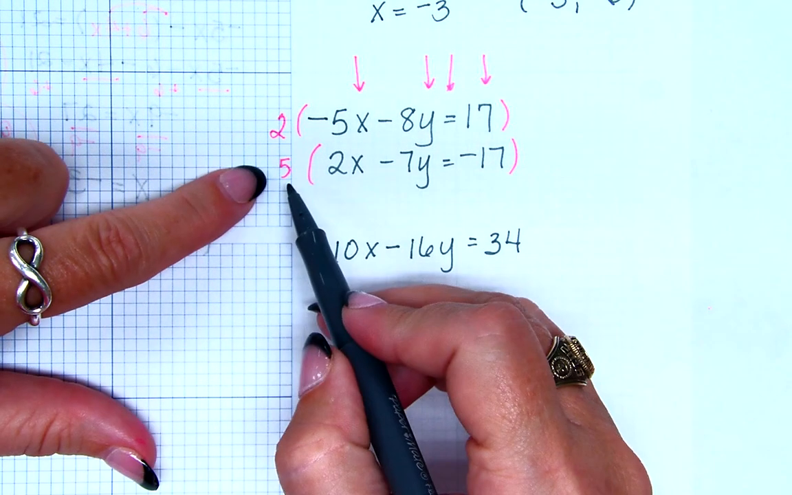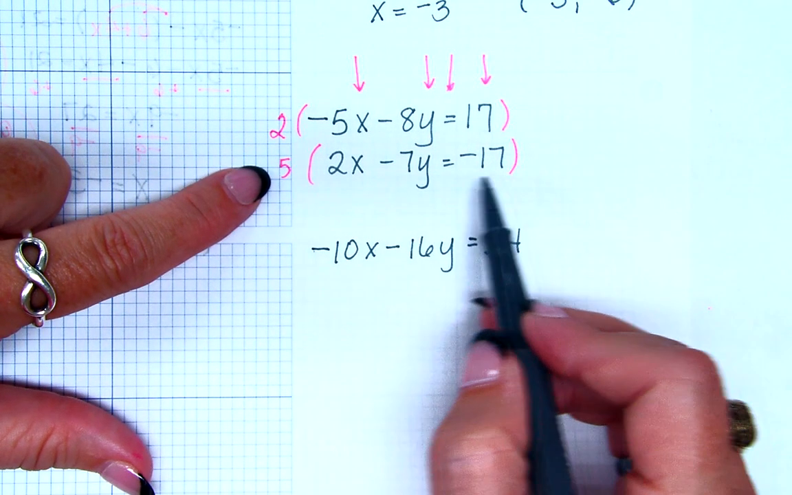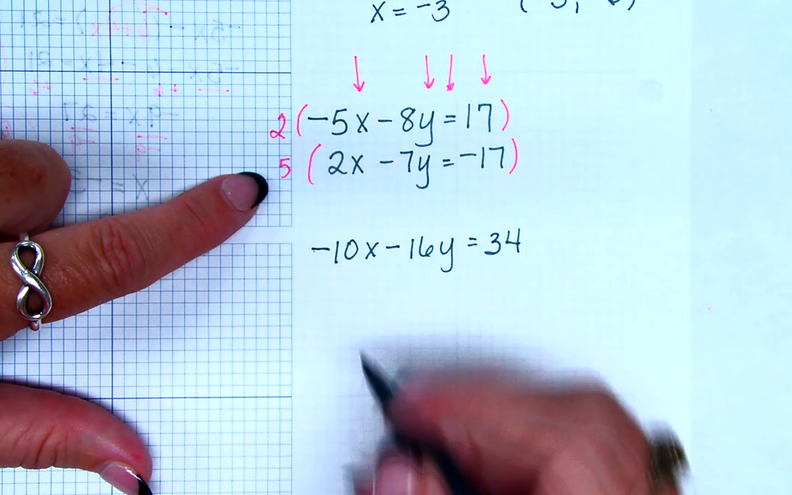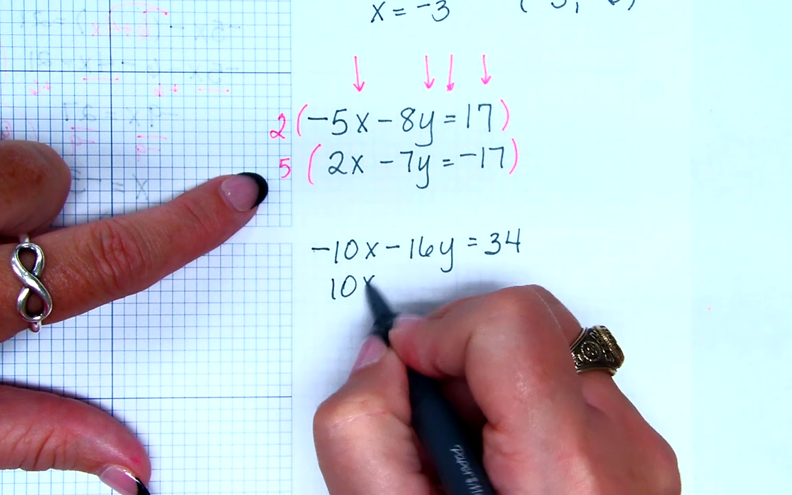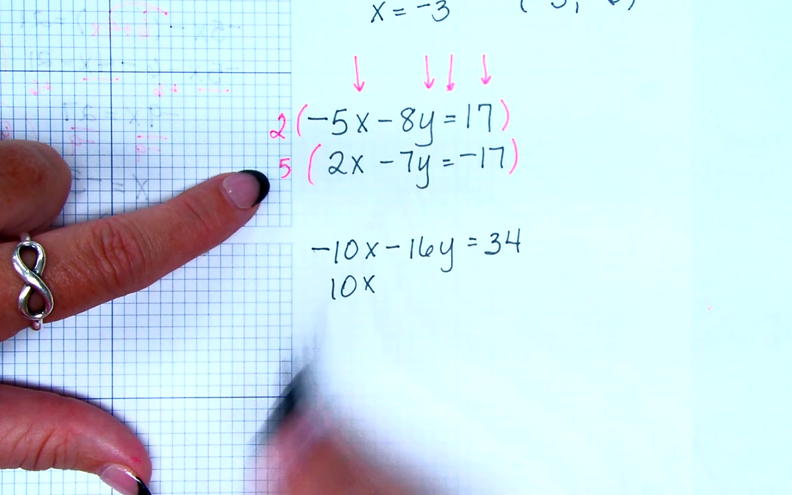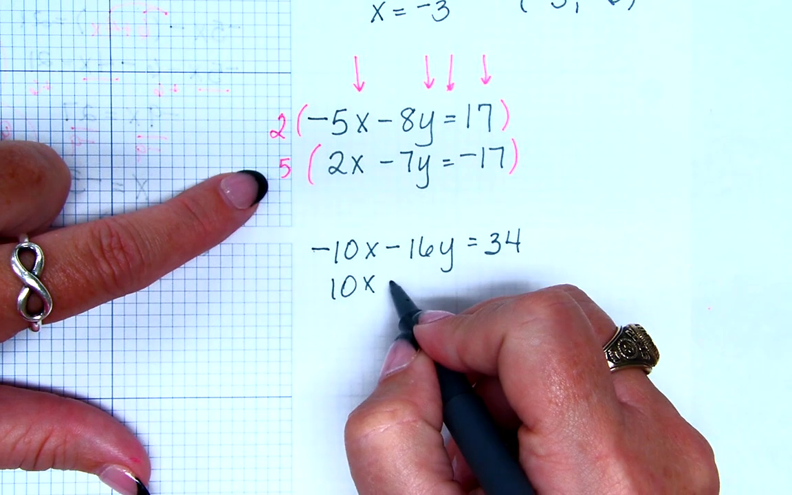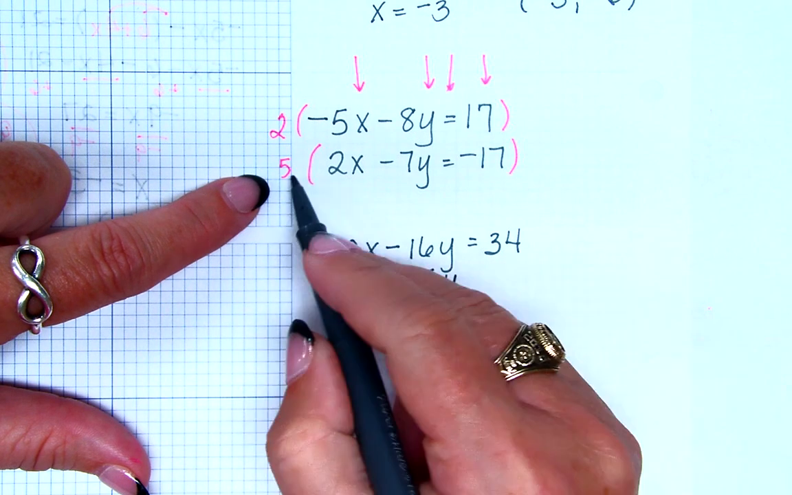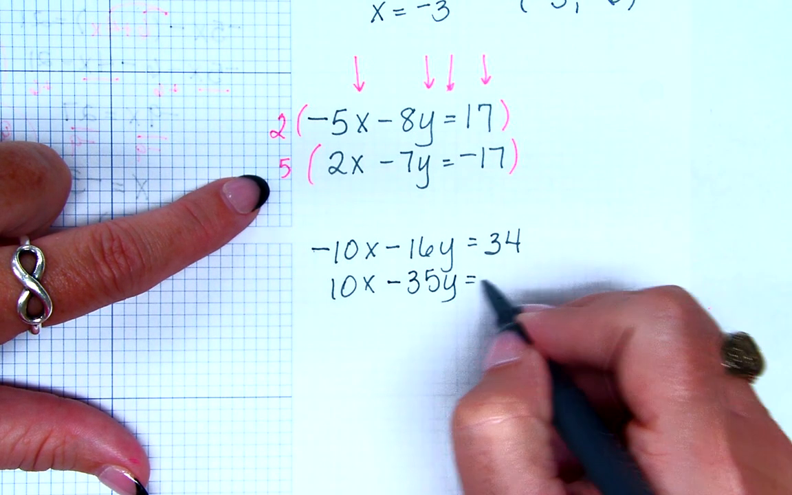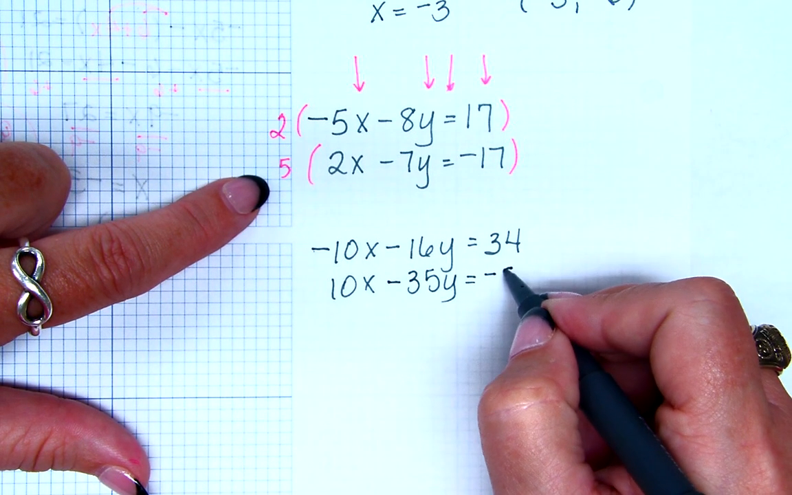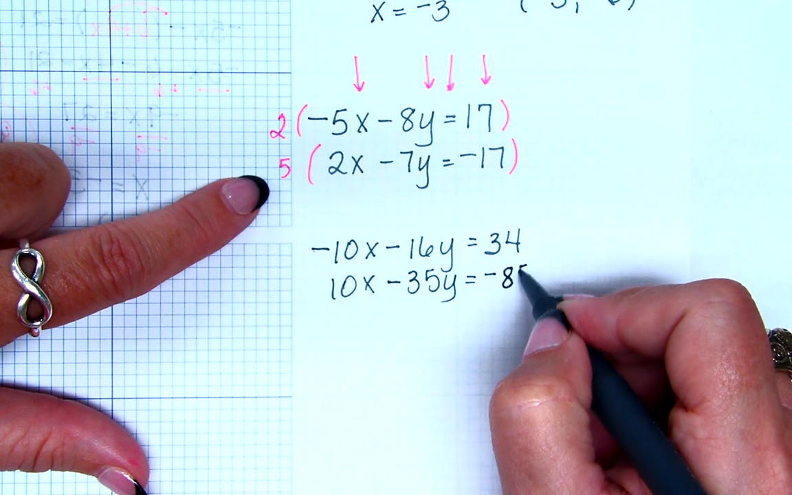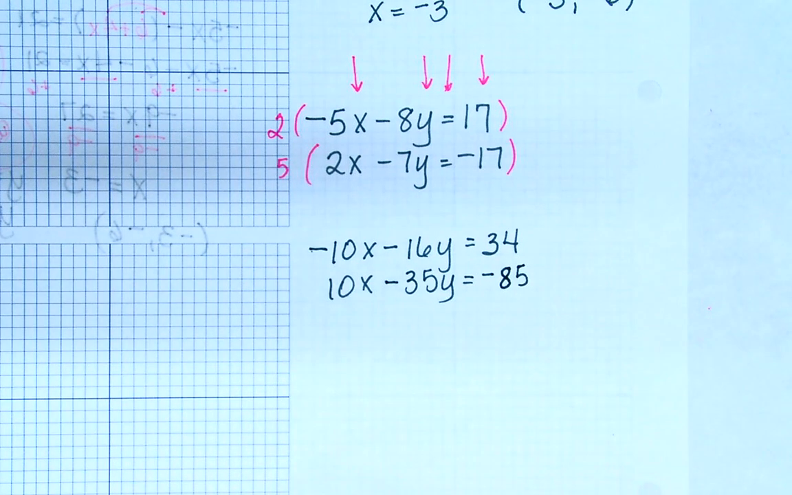All right, so what happens when I multiply the whole second equation by 5? What's 2x times 5? 10x. And what's 5 times negative 7y? 35y. Very good. And then 5 times negative 17? Negative 85.